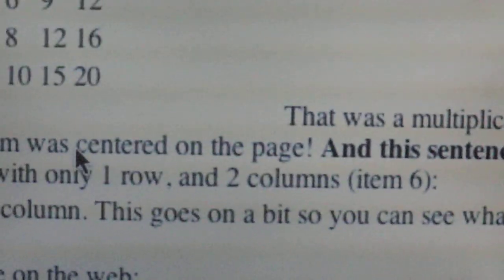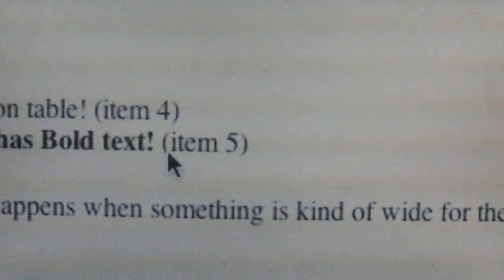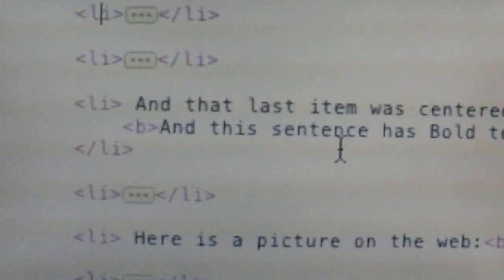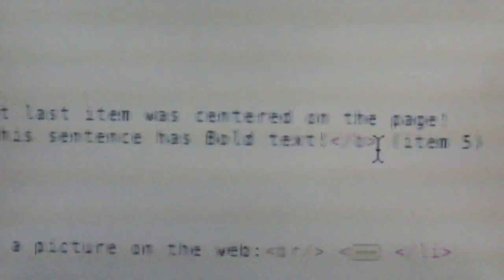Okay, so the next thing we have is, we look over here, we have something that says, the sentence has bold text, right? So over here, if we look, see how that's done, it's very simple. The B tag starts bold text, and then /B tag ends bold text. Very simple.